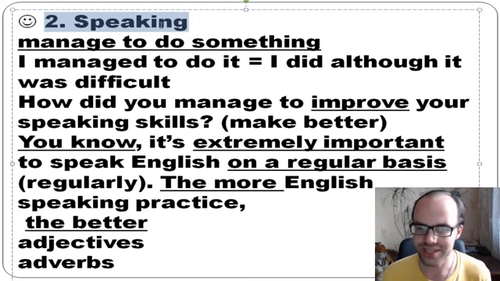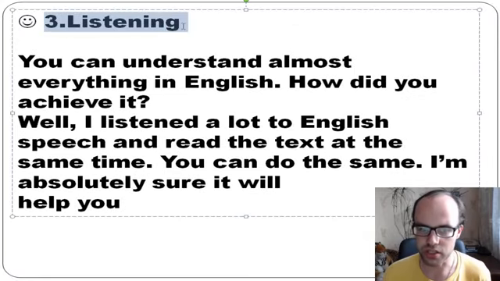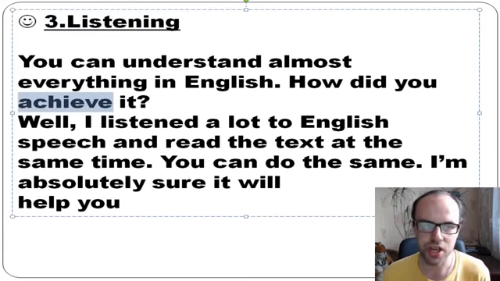It's extremely important to speak English on a regular basis, or regularly. The more English practice, the better. And you also need to know, as I have already said, to use different adjectives and adverbs, not just simple ones. Well, what about listening? You can understand almost everything in English. How did you achieve it? Or how did you start? How did it happen?